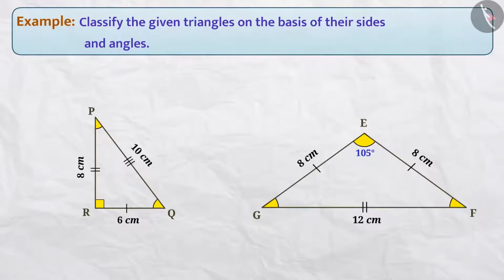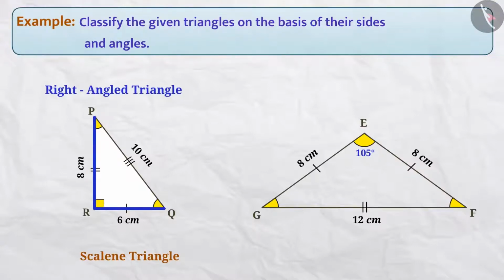If we talk about triangle PQR, the measurements of the three sides of this triangle are different, so it is named on the basis of the sides. This triangle is called a scalene triangle. We can see that the angle PRQ in it is a right angle. So, based on the angles, it will be classified as a right-angled triangle.